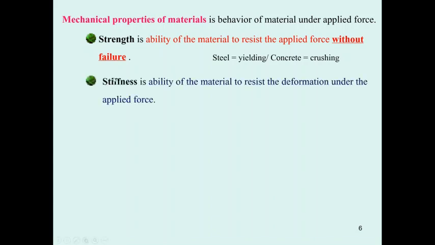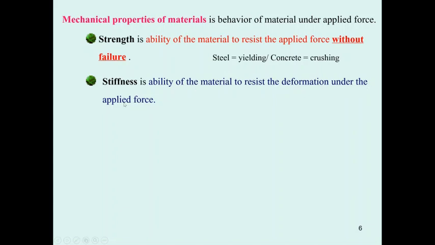Okay, next, the stiffness. The stiffness is important because a material with high stiffness will deform less than a material with less stiffness, such as rubber. Rubber has very small stiffness compared to steel. And what is the stiffness? The definition of stiffness is the ability of the material to resist deformation under the applied force.